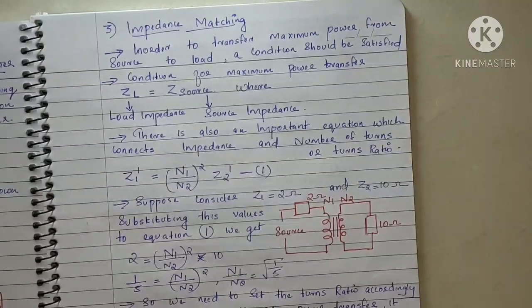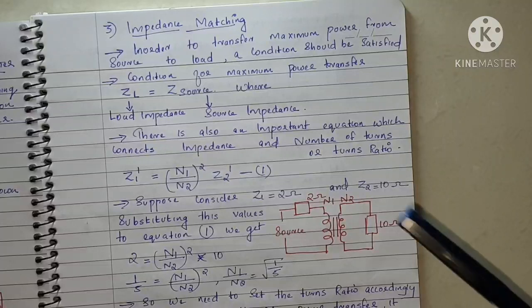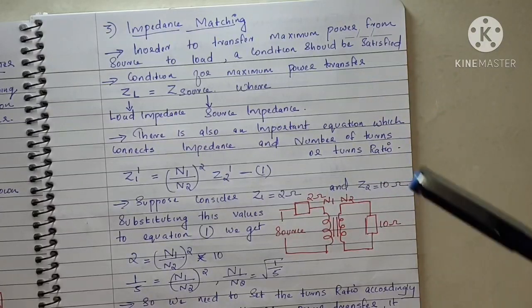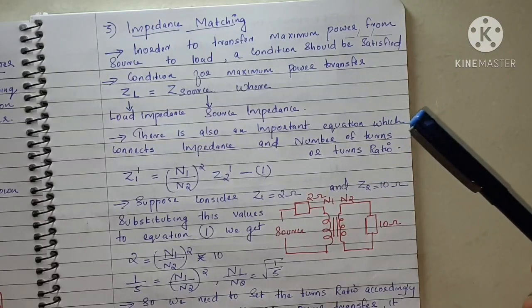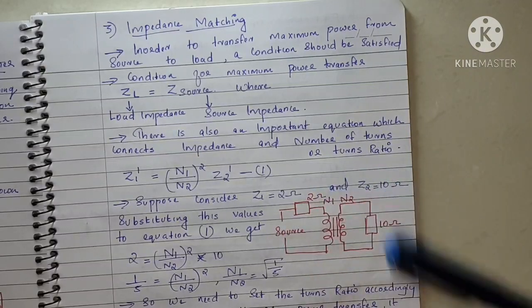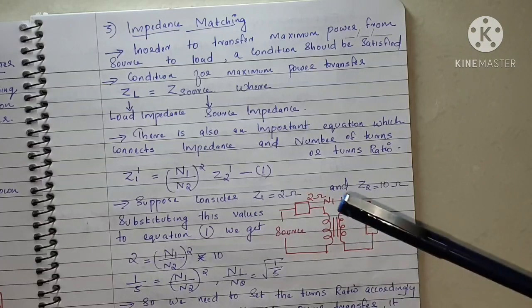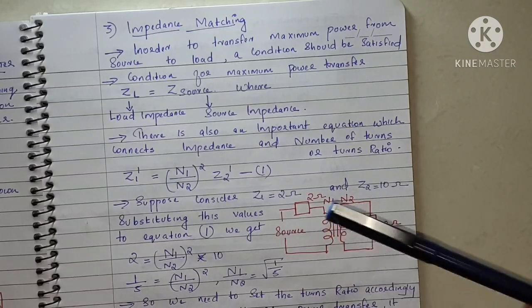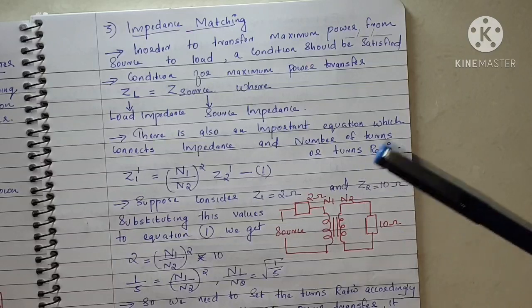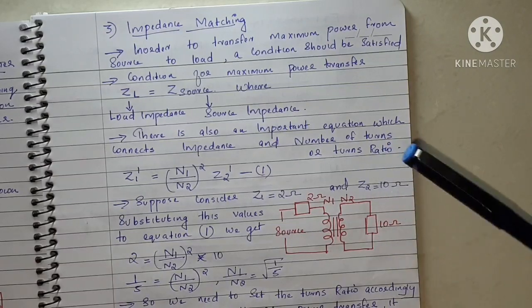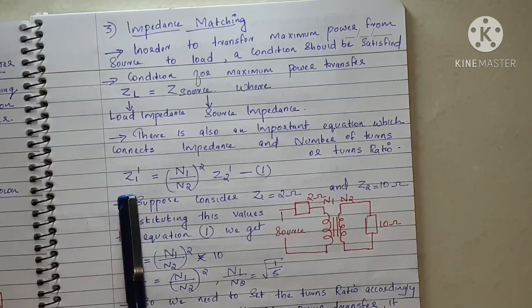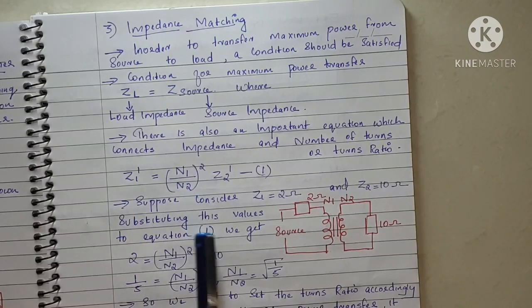The third application of transformer is impedance matching. That is, in order to transfer maximum power from the source side to the load side, a condition should be satisfied: the load impedance should be equal to the source impedance. Also, there is another important equation which connects impedance and turns ratio, that is the number of turns N1 and N2. That is, Z1' equals (N1/N2) whole squared times Z2'.